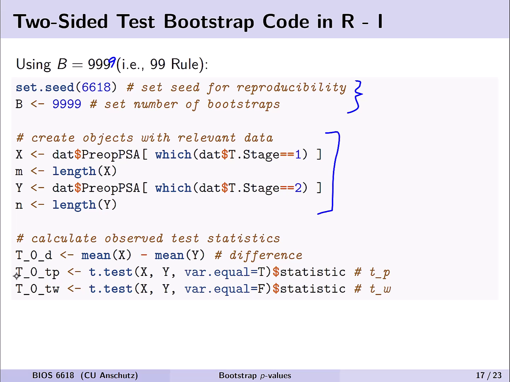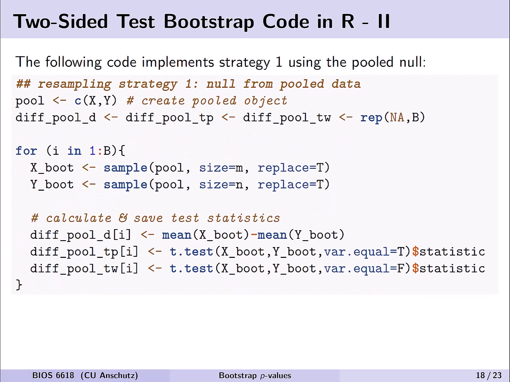We see here that we have some data preparation steps to separate the data into x and y, as well as the number of observations m and n. We'll then calculate at the very bottom here just the observed test statistics for our data, whether it's D, the pooled t statistic, or the Welch's t statistic, allowing for unequal variance. Once we have all of that set up, we can look at two separate slides here. The first one focusing on strategy 1 of using a pooled null.